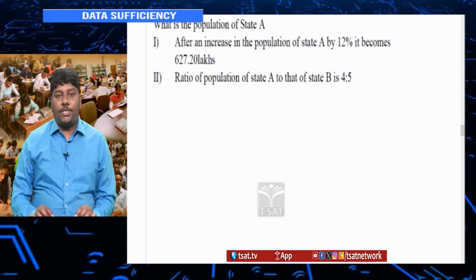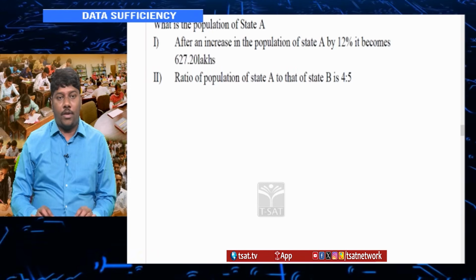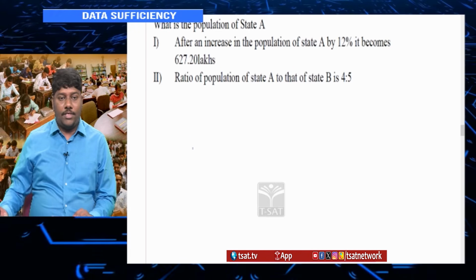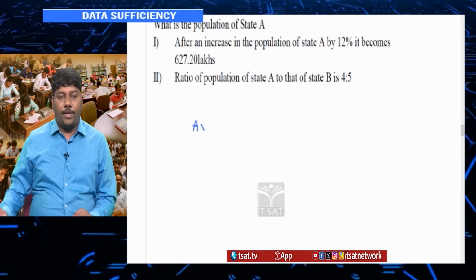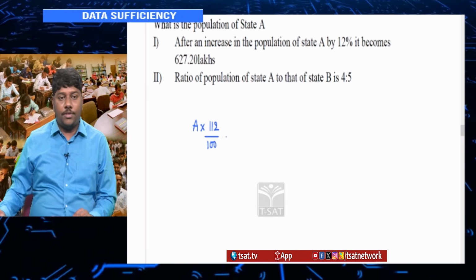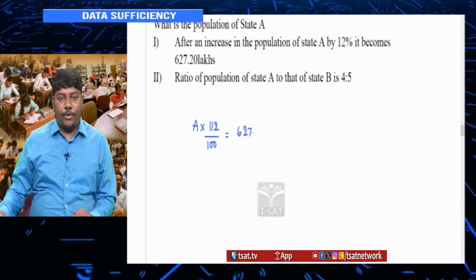What is the population of state A? After an increase in the population of state A by 12%, state A population is increased by 12%, you can say 112 by 100, it becomes 627.2 lakh.